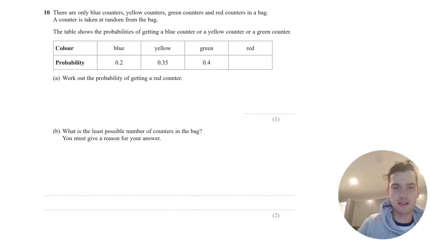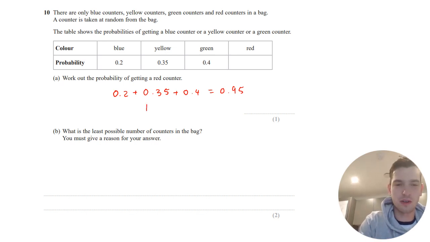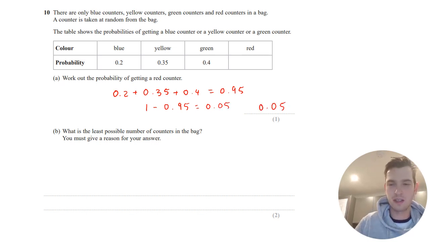Okay, so this is fairly straightforward. Just going to add up the probabilities that I know. And we know that probabilities sum to 1. So I'm just going to do 1 minus 0.95, and I get 0.05. And that is my answer. Also write that in the table.